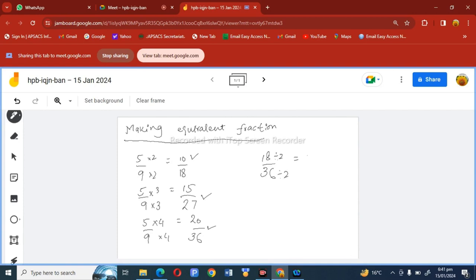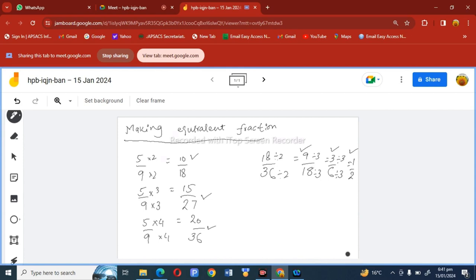2 nines are 18, and 2 1s are 2, 2 8s are 16. Now you can further simplify it with the table of 3. 3 threes are 9 and 3 6s are 18, so you can divide by 3. Now you can further simplify it with the table of 3. So you will get 1 by 2. So this is your first equivalent fraction 9 by 18. This is your second equivalent fraction 3 by 6, and this is your third equivalent fraction 1 by 2.